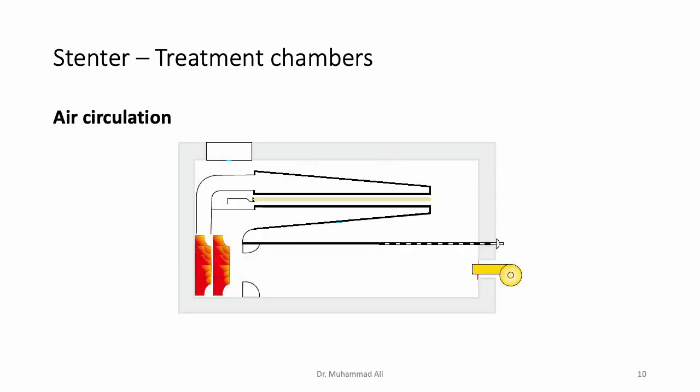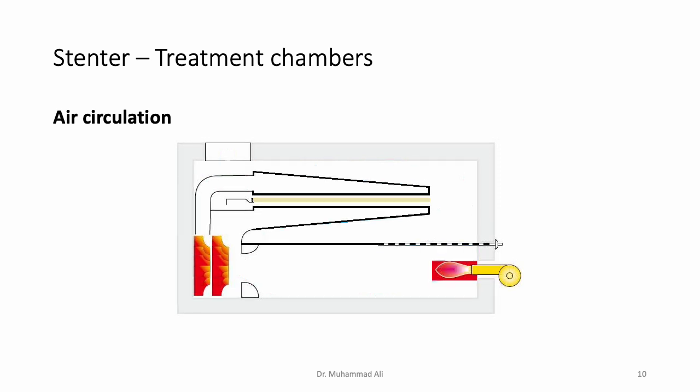Let's now look at air circulation one more time in a bit more detail, because then we will talk about why we need precise control over air circulation when we are processing a fabric in a Stenter. So, first of all, the heating system is activated.